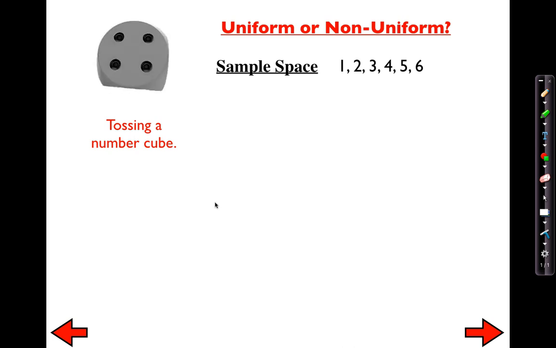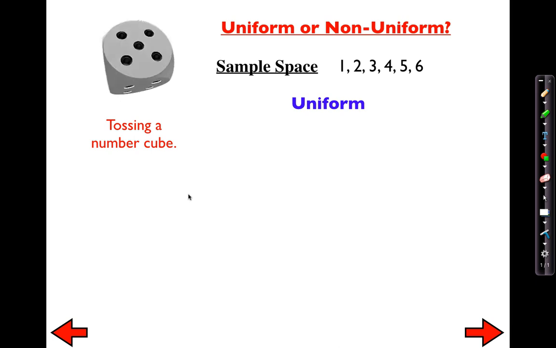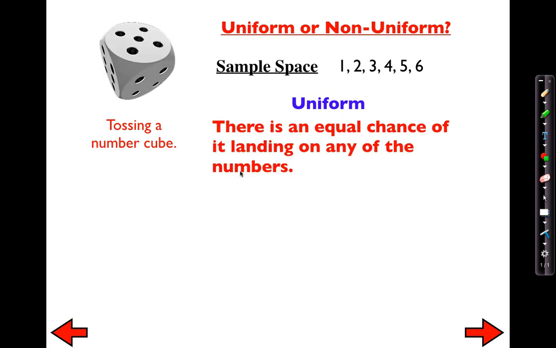Is there an equal chance of me rolling the number cube and landing on a 1? Is that the same as rolling a 2, a 3, 4, 5, or 6? Or is it more likely to be rolled on one number than another? Hopefully your answer was uniform. Okay, so that's going to be part of the answer, but the next part would be, well, how do you know it's uniform? To explain why it's uniform, you should be saying because it's equally likely to land on a 1, on a 2, 3, 4, 5, or 6. They're as equally likely to be landed on when you toss a number cube.